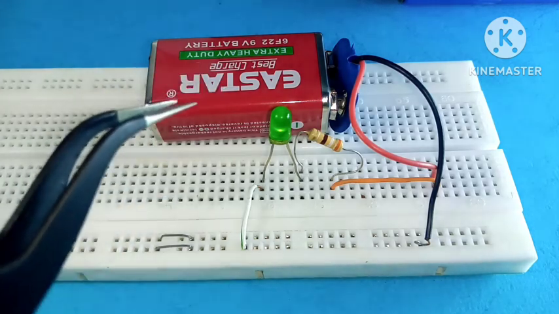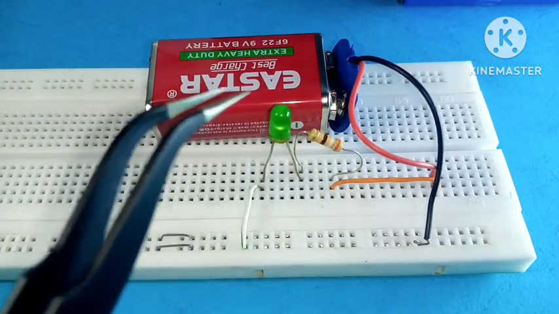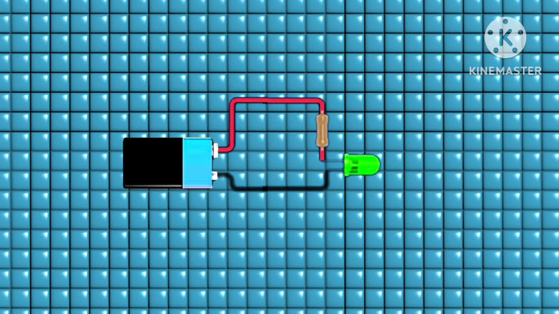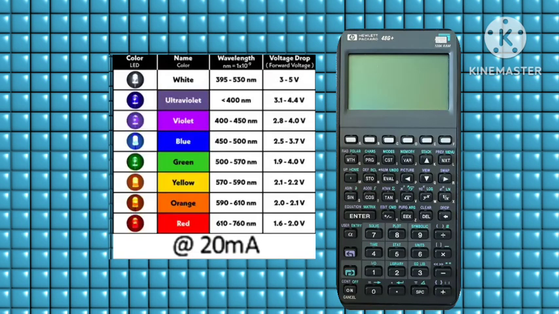Here we do have a green LED, but it's not bright enough. It's because it's not the right resistor for this LED. Okay, try to find this before I do, and leave your answers in the comment section below.